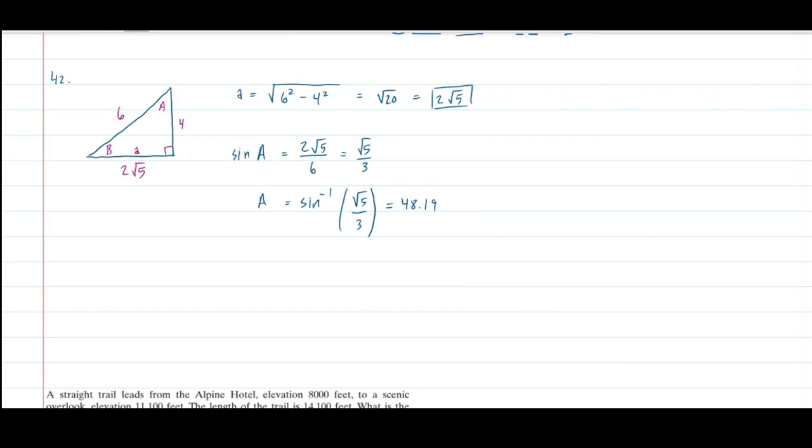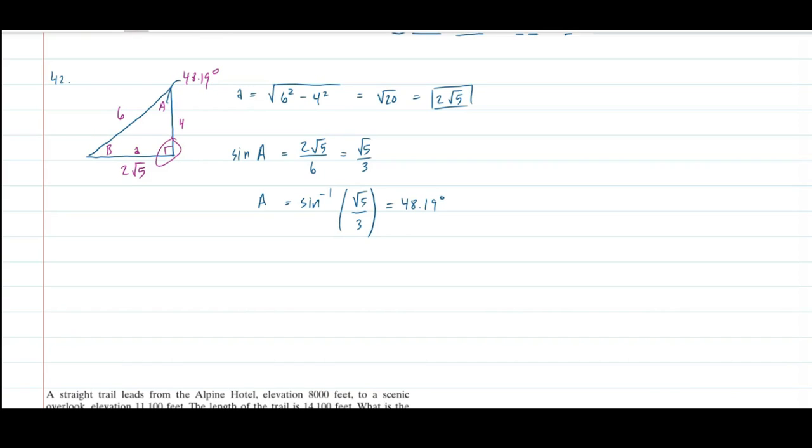And if you think about it, you don't need to run another trig ratio for B, because now you know that angle A is 48.19 degrees, you know that a triangle adds up to 180 degrees, and you already know that this is a right triangle.